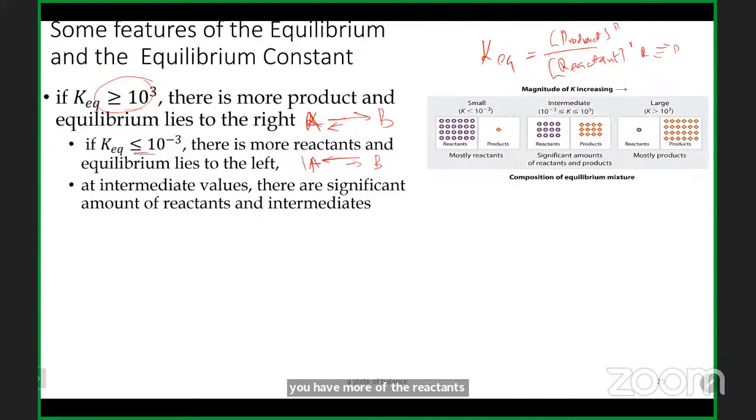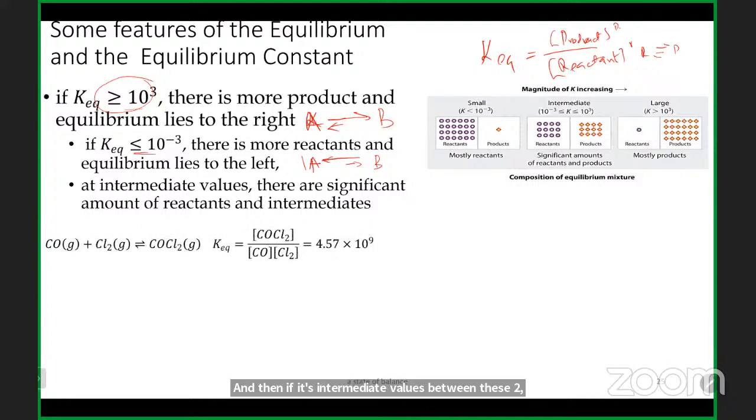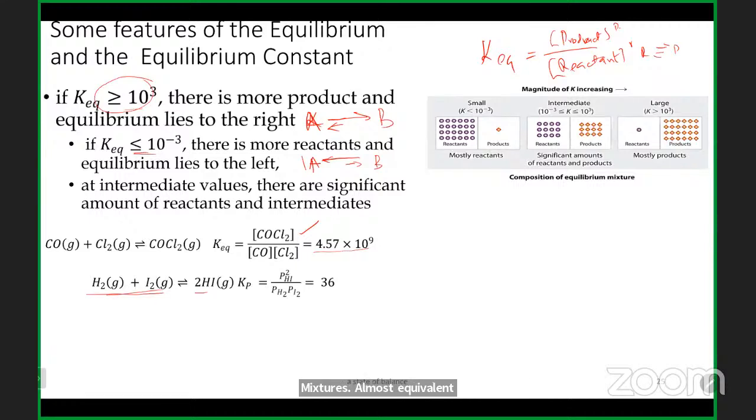And then if it's intermediate values between these two, then you have more of all of them being together. For example, this is a very high equilibrium constant, meaning that you have more of COCl2. So this one, you have both mixtures almost equivalent. So anytime you take something, you would have a substantial amount of both reactants and the product.